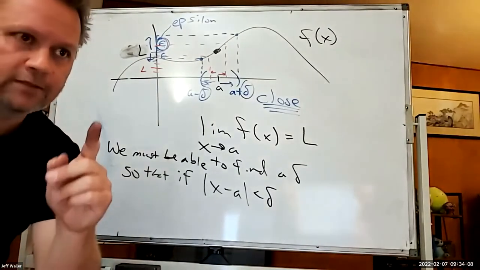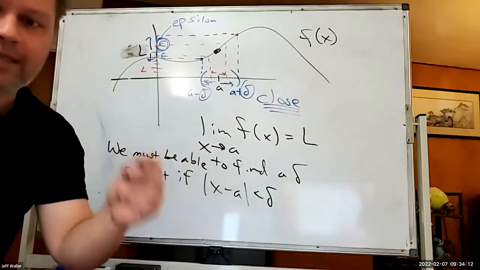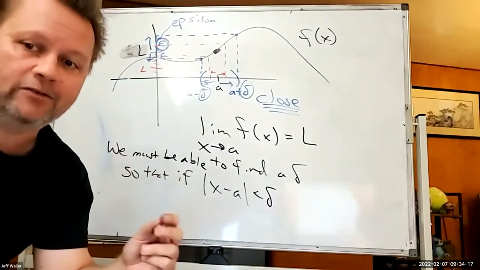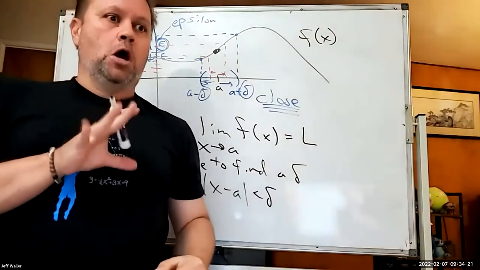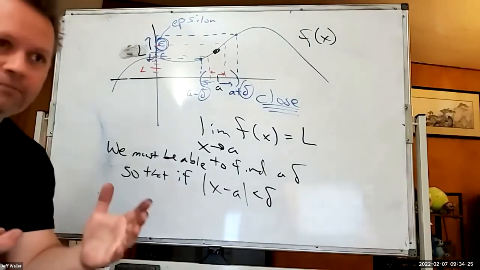Brianna's correct. Distance. Absolute value is distance, which is why it can't ever be negative, right? You wouldn't say that somebody is negative 4 feet away from you, because that would mean they're inside you. So that's weird. So don't do that, right?